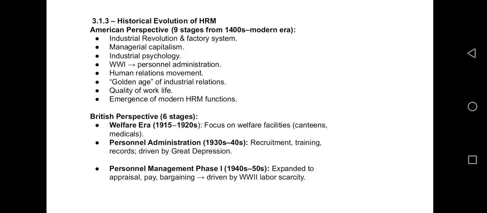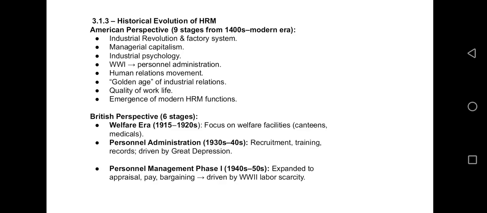3.13 Historical evolution of HRM. American perspective here has 9 stages from 1400s to modern era. Number 1. Industrial Revolution and Factory System. This involves 2 stages there.